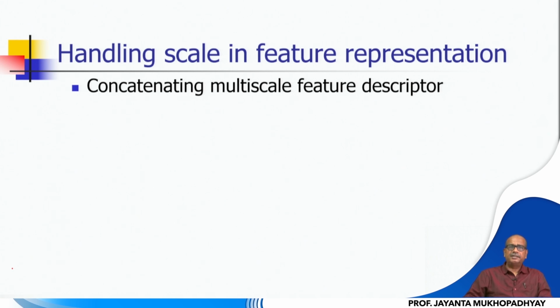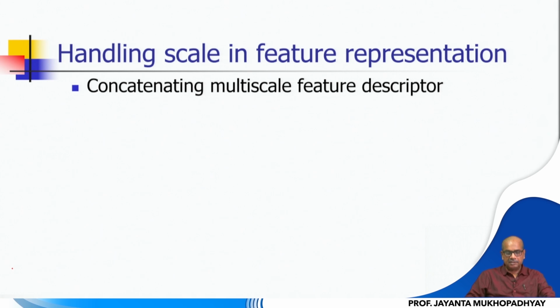Then the second issue which we will be considering here is how to handle scale in the feature representation. As I have mentioned earlier, scale is one big issue in feature extraction itself, and we know that multi-resolution representation of images can provide a key to solve that problem. In this case also, we consider a similar kind of processing. That means we process at different resolutions and then we concatenate those features.